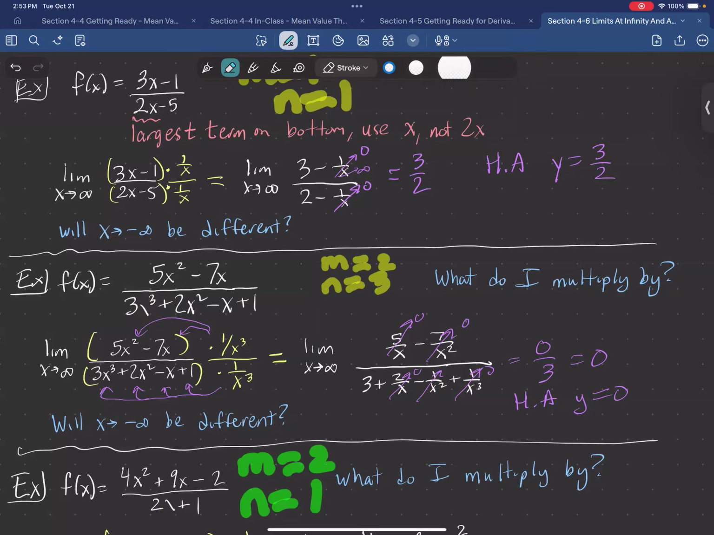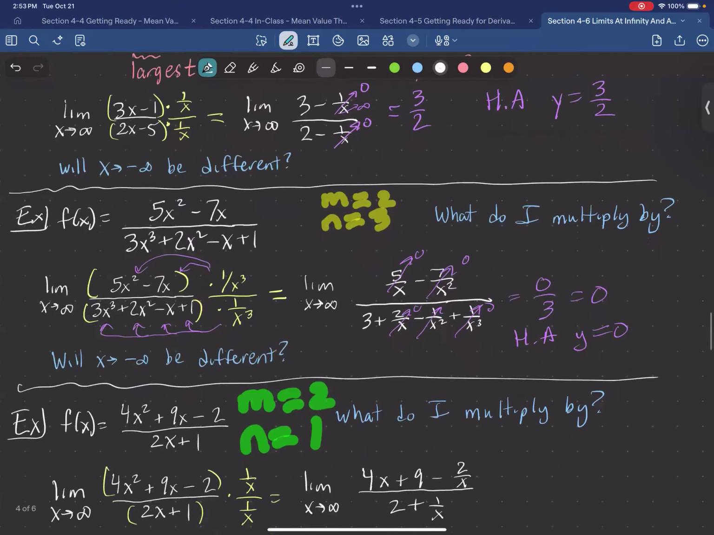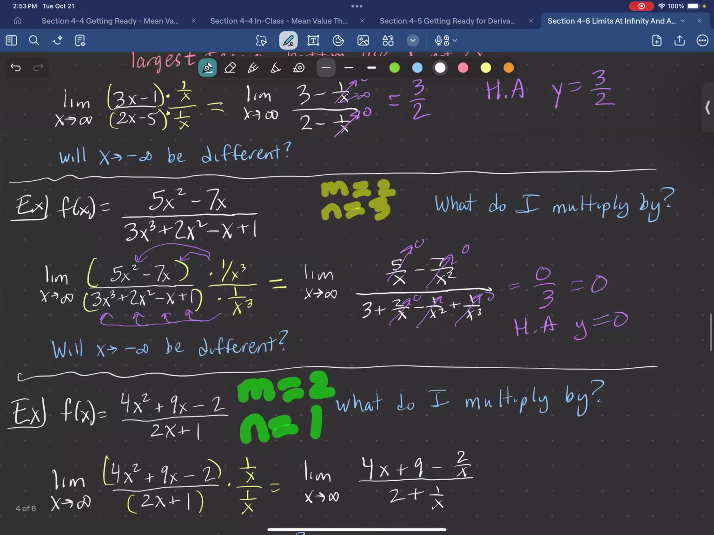I was trying to get rid of the highlighter for when I record the video or post the lecture notes. We're multiplying by 1 over x. So the limit as x goes to infinity now becomes 4x plus 9 minus 2 over x on top. On bottom, we have 2 plus 1 over x. As x goes to infinity, those terms go to 0. This goes to 4x plus 9 over 2.